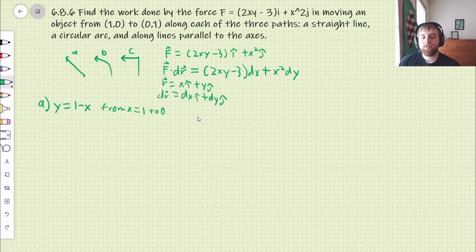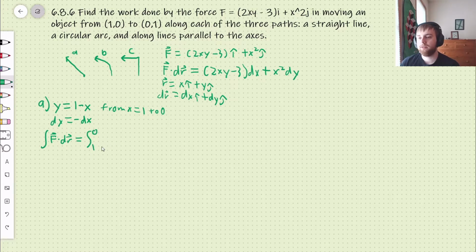If this is true, then our dy is equal to negative dx. And we need to find that because not only do we have x's and y's in this equation, we also have dx's and dy's. So we'll just write it in integral form right away. Adding up our F dot dr is going to give us our work. And remember, it's from 1 to 0, not from 0 to 1.